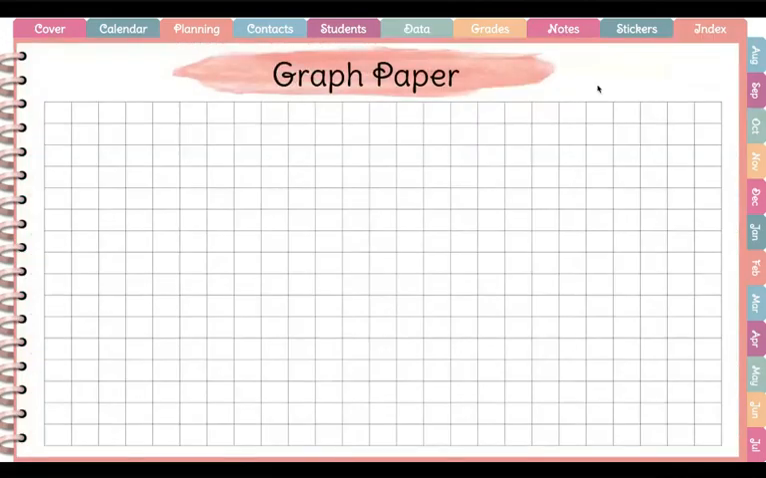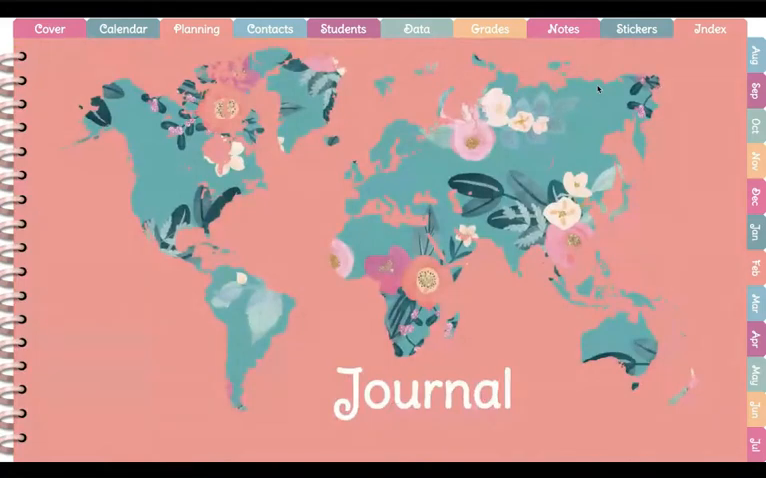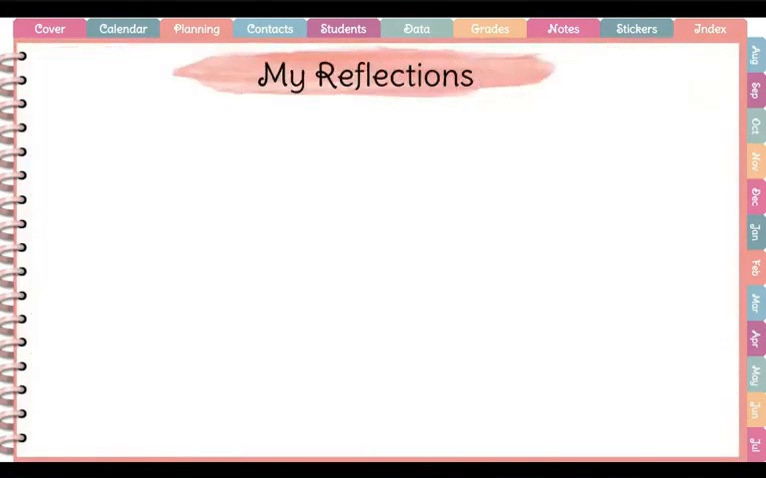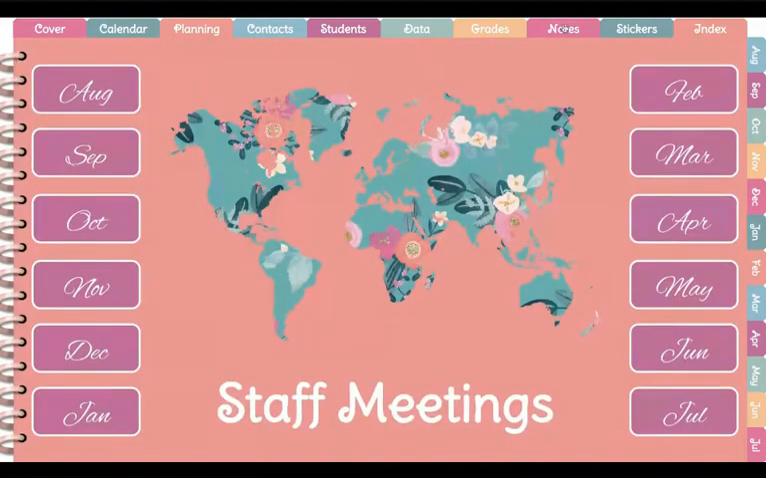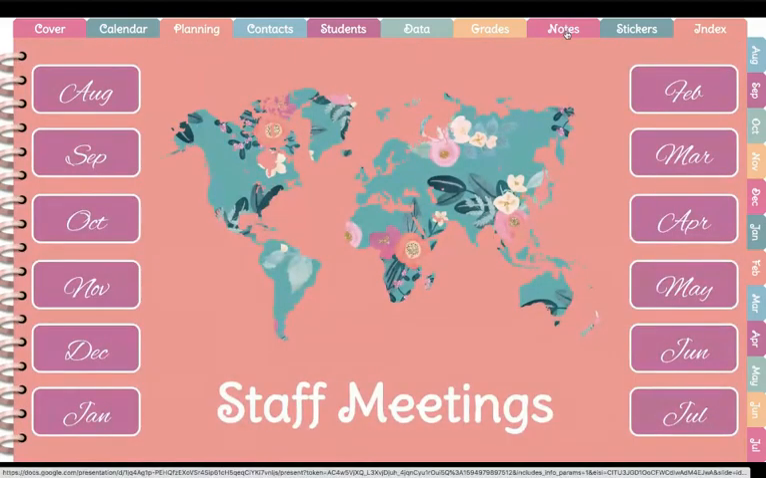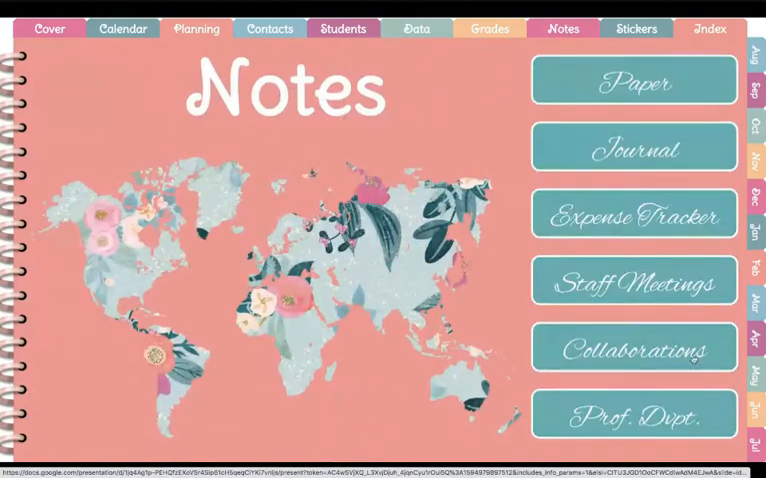All right, then we have notes. We have some line paper, graph paper, data paper, blank paper, and then a journal, ideas for next year, your reflections, an expense tracker. And then it gets into your meeting notes. So we have staff meetings, collaborations, and professional development.